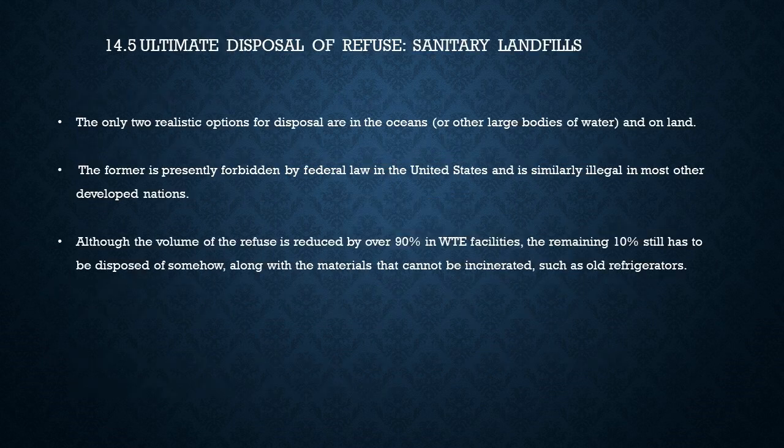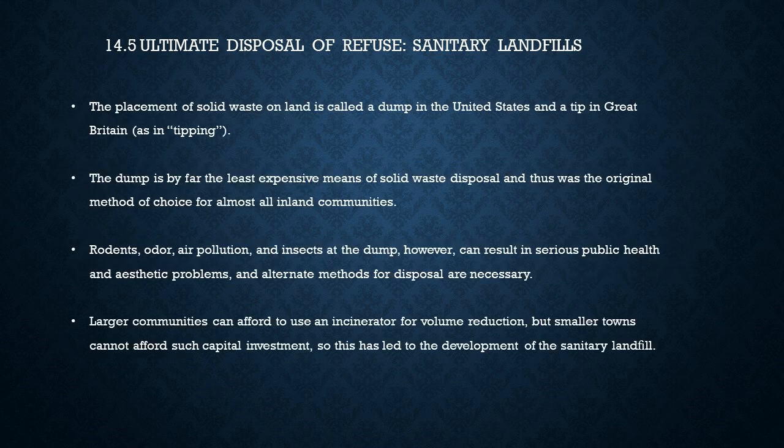The only two realistic options for disposal are in the oceans or other large bodies of water and on land. The former is presently forbidden by federal law in the United States and is similarly illegal in most other developed nations, although the volume of the refuse is reduced by over 90% in WTE facilities. The remaining 10% still has to be disposed of somehow, along with the materials that cannot be incinerated, such as old refrigerators. The placement of solid waste on land is called a dump in the United States and a tip in Great Britain, as in tipping.